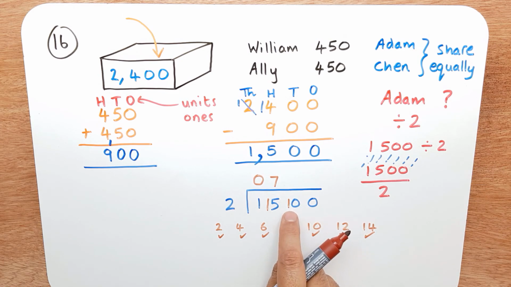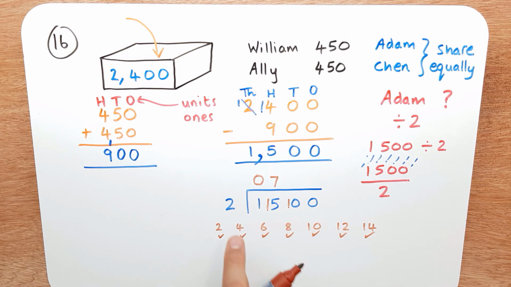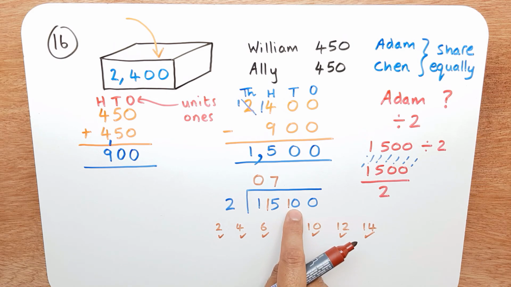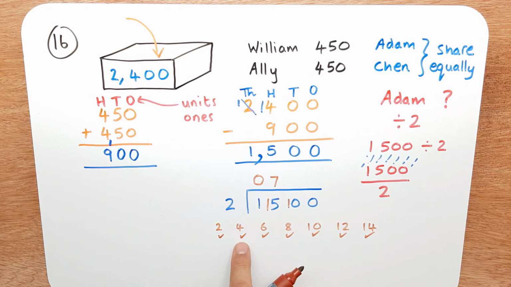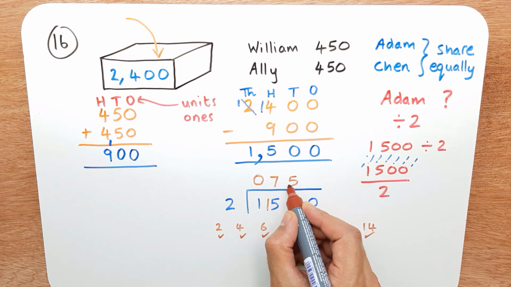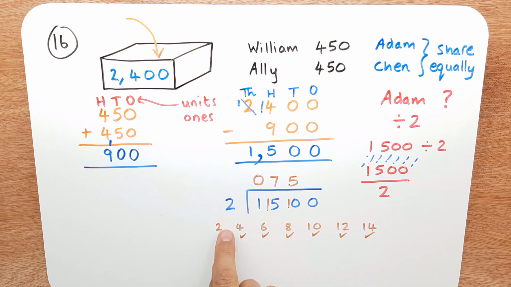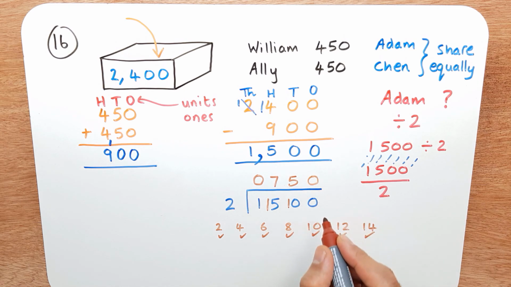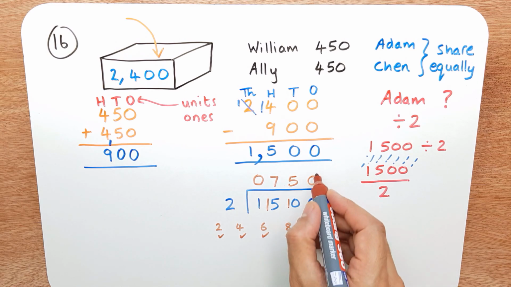That 0 now becomes a 10. Now my question is, how many 2s are there in 10? And from my times tables I can see 1, 2, 3, 4, 5. So my answer is 5. And finally, how many 2s are there in 0? There's 0. And because there's no remainder, I can stop.